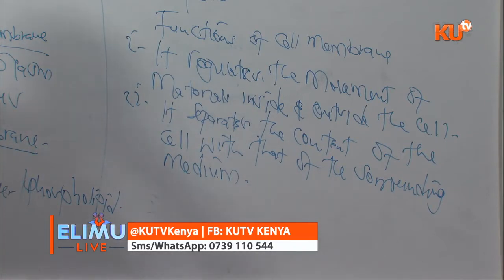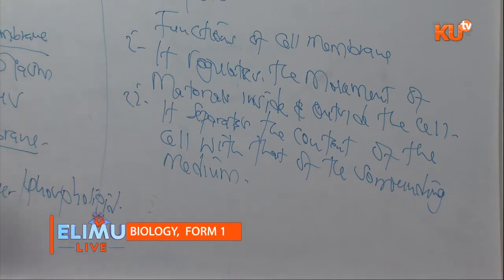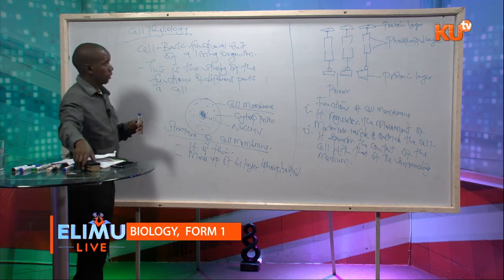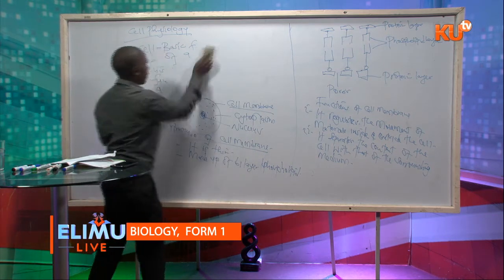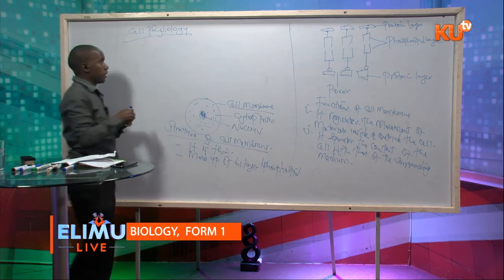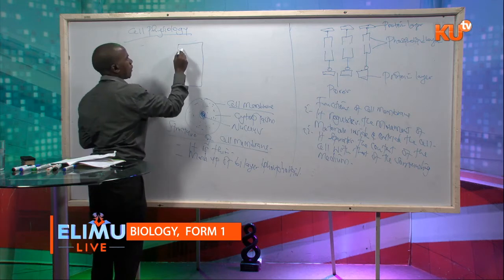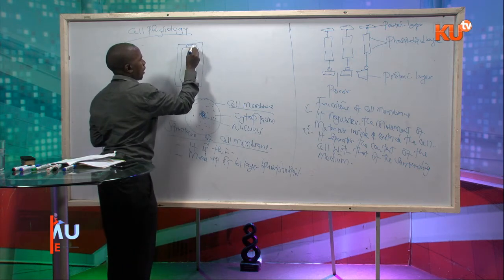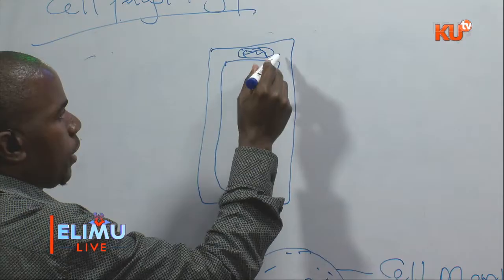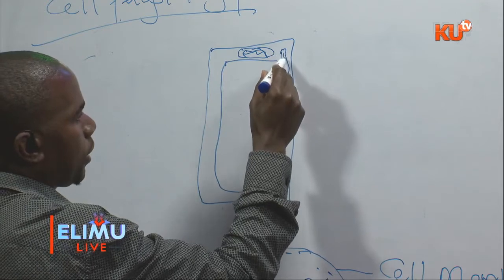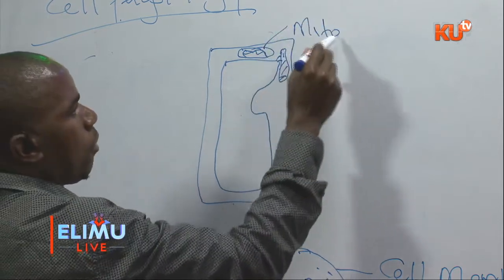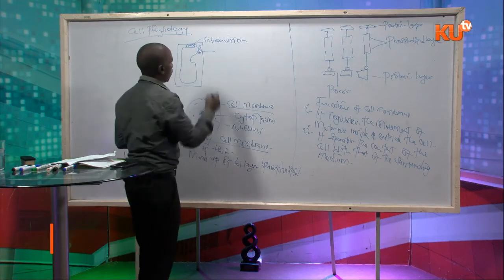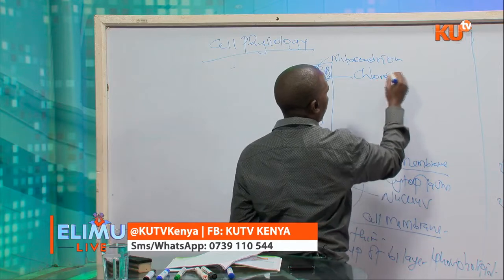Now, when you are talking about separation, let's just go back to our illustration here, or I can just draw another simple illustration somewhere around here so that we can understand better. Now, assuming this is a plant cell, this is just an assumption, and we have here a mitochondrion. At this place here, let us put it here, we have the chloroplast.